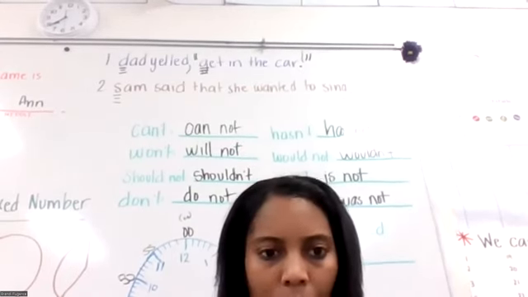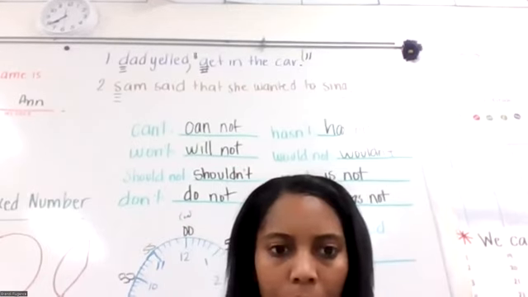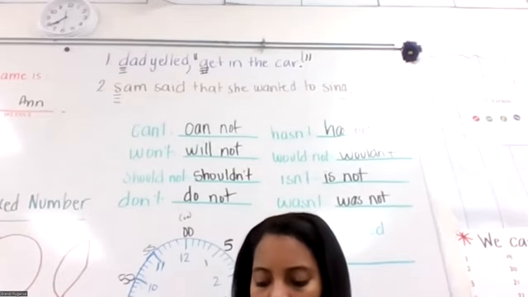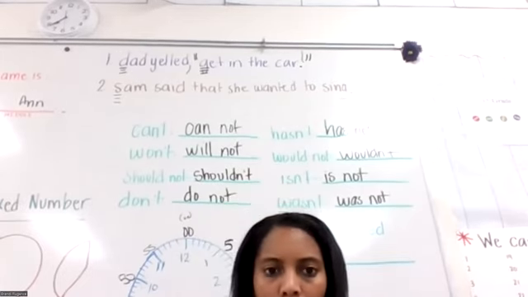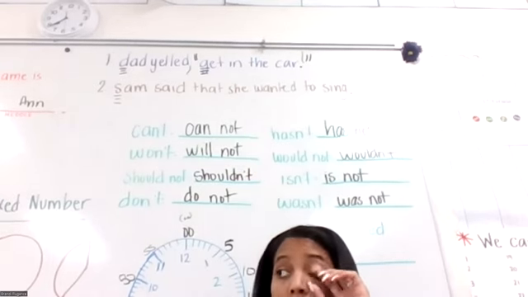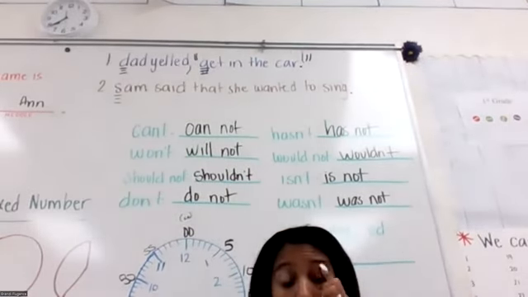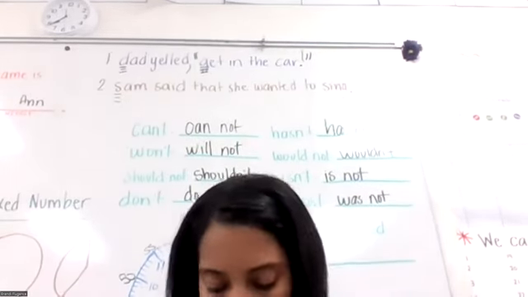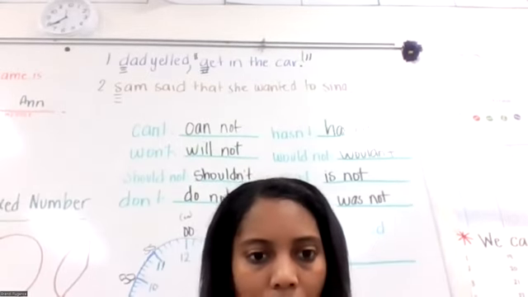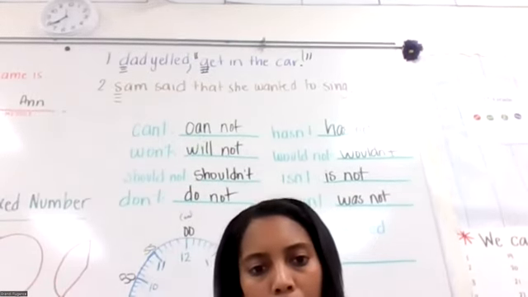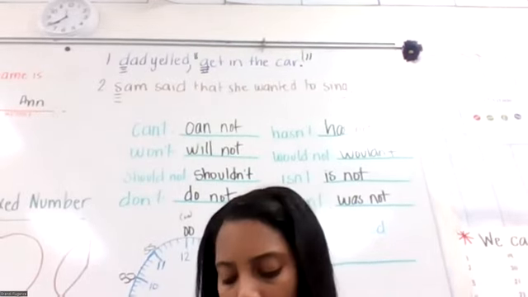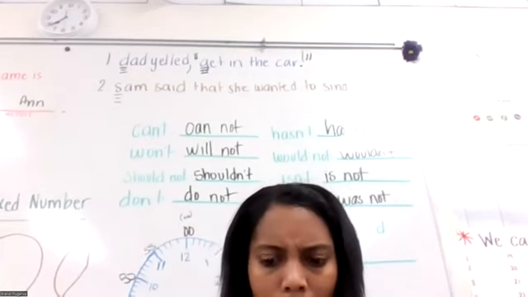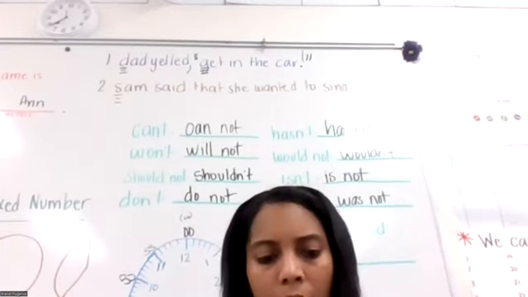Honesty. H-O-N-E-S-T-Y. Honesty. 12, valley, V-A-L-L-E-Y. 13, study, S-T-U-D-Y. 14, seat, S-E-A-T. 15, he. 16, she, S-H-E. And 17, we.